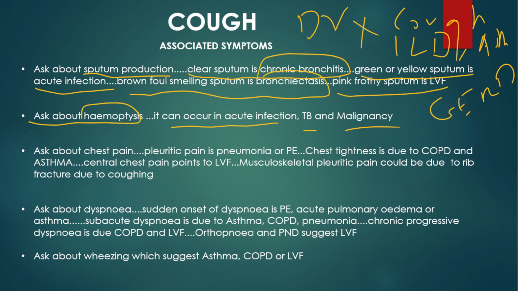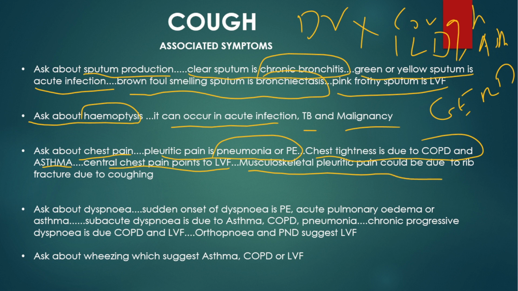Now, again, if the patient is having chest pain, it's very important. Pleuritic chest pain is characteristic of pneumonia and pulmonary embolism, while chest tightness is due to COPD and asthma, while central chest pain points to ischemic heart disease and left ventricular failure. Musculoskeletal pleuritic pain can be due to rib fracture due to severe paroxysm of the cough.